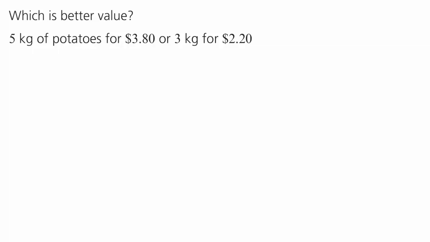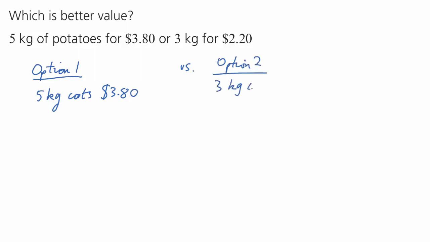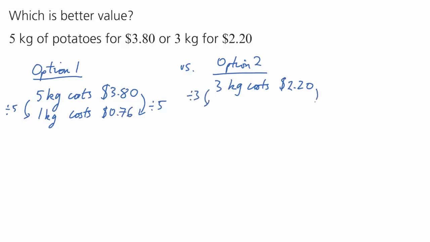In this example, we're going to be finding best buys. Let's decide which is better value out of 5 kilograms of potatoes for $3.80 and 3 kilograms of potatoes for $2.20. Now what we can do is we can work out how much 1 kilogram would cost in each of these options. Firstly, dividing option 1 by 5. This gives us 1 kilogram costing 76 cents. For option 2, we've been given that 3 kilograms cost $2.20, so let's divide both sides by 3. So 1 kilogram costs 73 cents. Therefore, the 3 kilogram bag is better value.